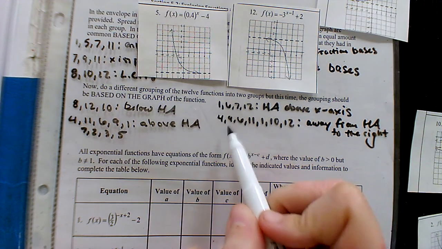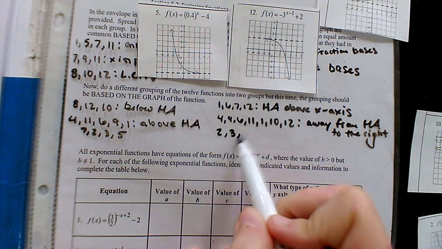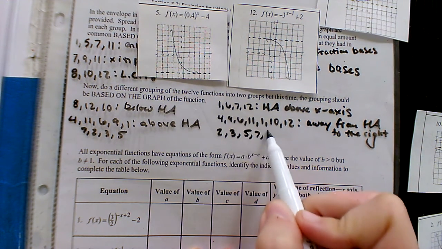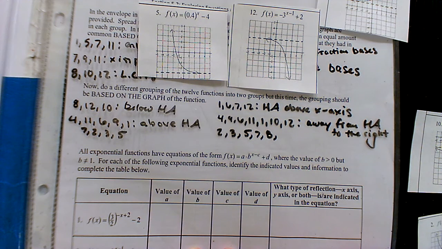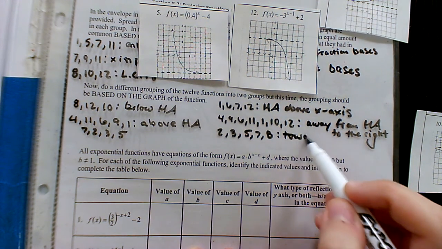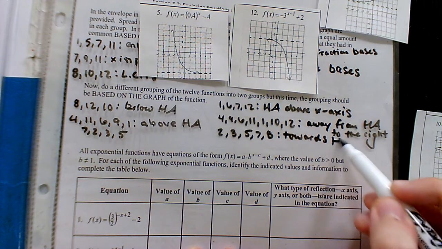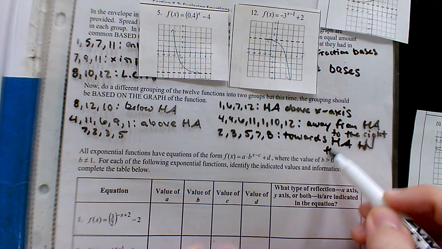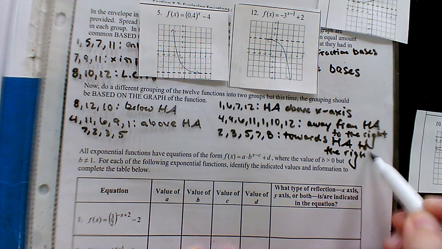Okay, maybe we'll list the other ones. So that'd be 2, 3, 5, 7, 8. I think that's it. Okay, so these move towards the horizontal asymptote to the right.